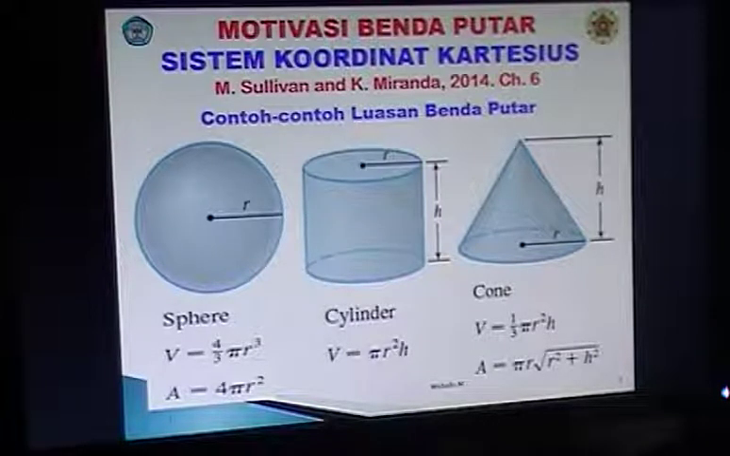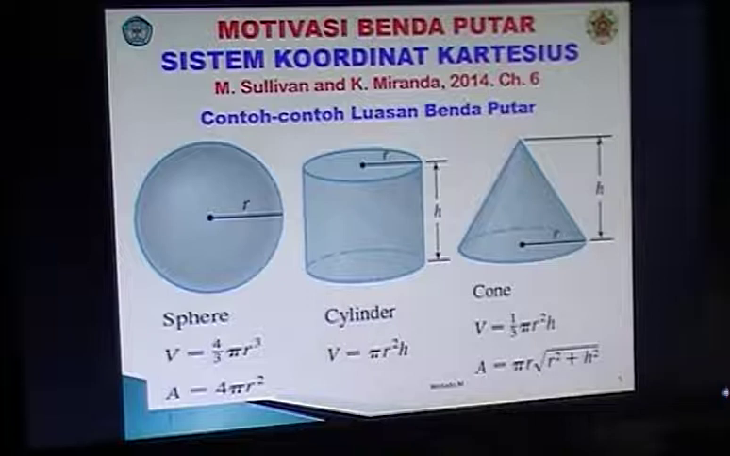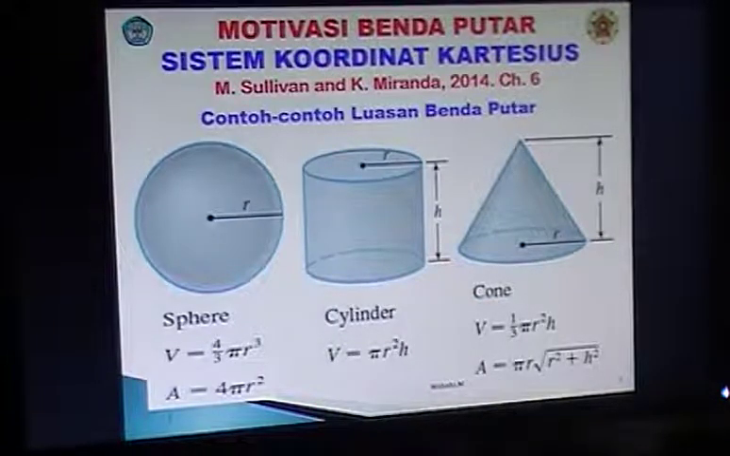First of all, as a motivation of the solid revolution, in bahasa Indonesia benda putar, we want to motivate ourselves the solid revolution in Cartesian coordinate just by giving a standard example like sphere, cylinders, and also cone. You see here the cylinder is actually a solid revolution because we can find the cylinder by using the perpendicular area, and we rotate to one of the axis, maybe x-axis or y-axis.